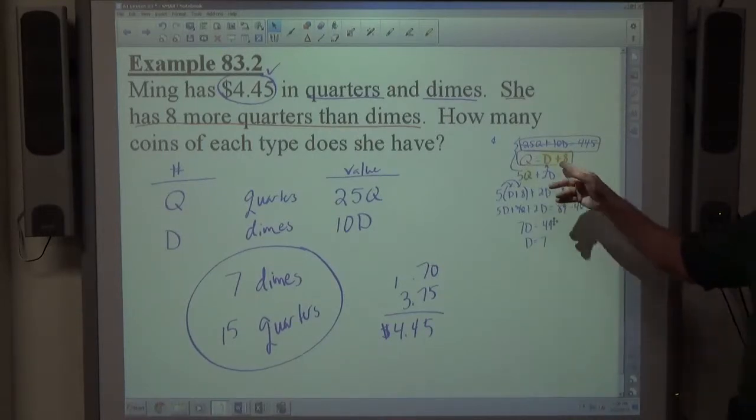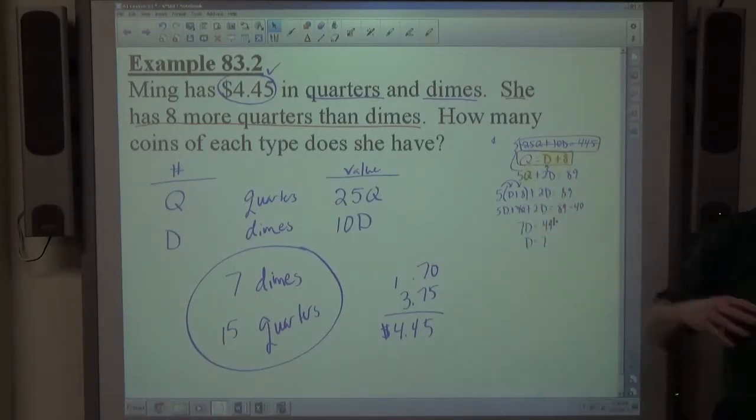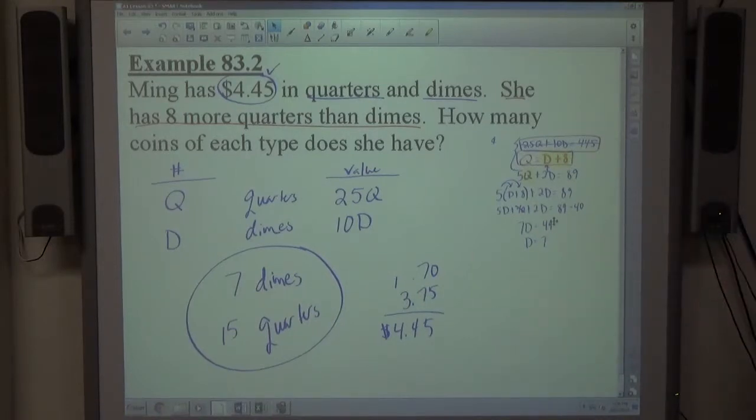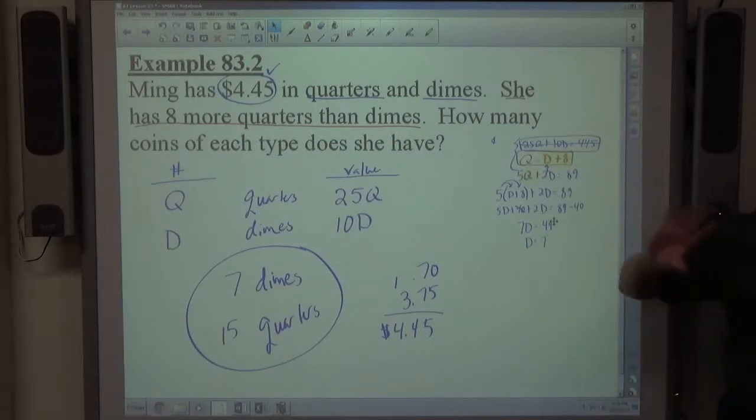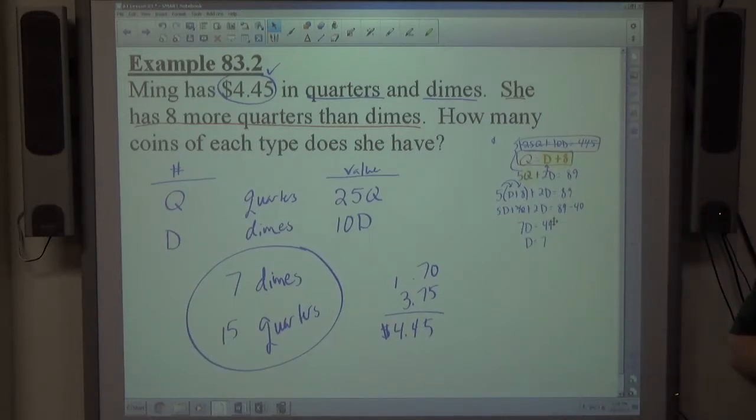Set up the system of equations, then let the structure of the equations allow you to do either elimination or substitution. Do the one that's easiest to do. Don't always use one. Use whichever one's easier to use for the structure of the system. Good habit to start.